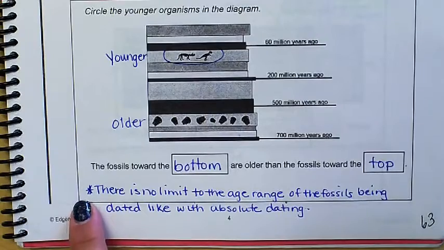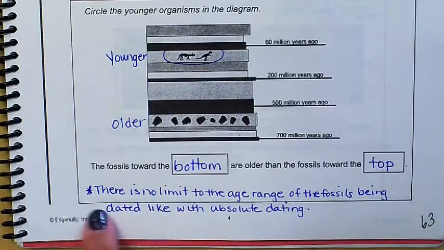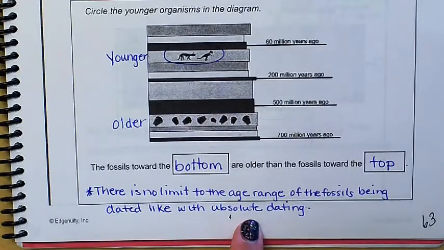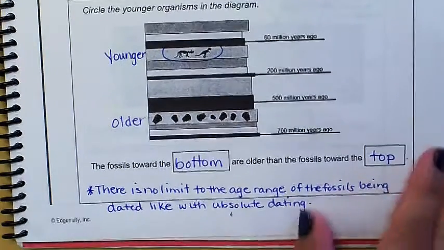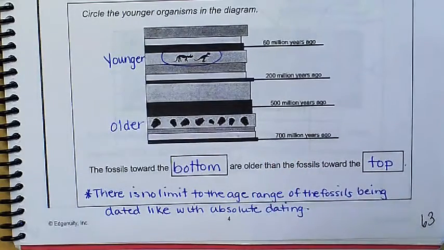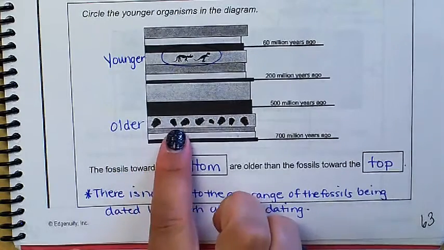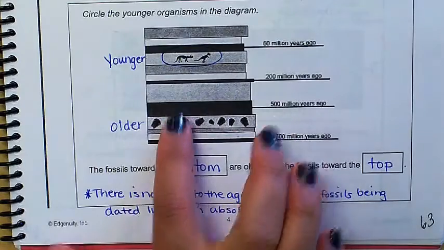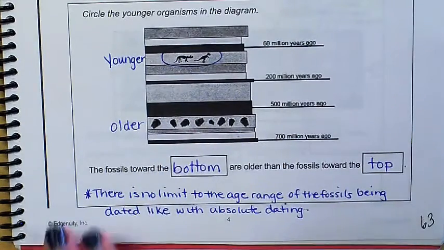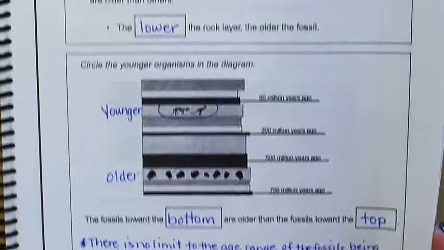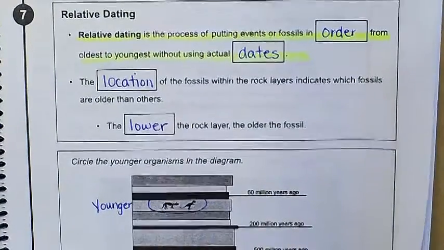Then a little side note on this relative dating is there's no limit to the age range of the fossils being dated, like with absolute dating, which we're going to learn about in just a minute. We can date things that are way down below this 700 million years if we find fossils that are older than that. We don't know an exact date that these fossils were preserved, but we know if we can date some of the rock layers in between. So there's no limit to that range of dates for relative dating.